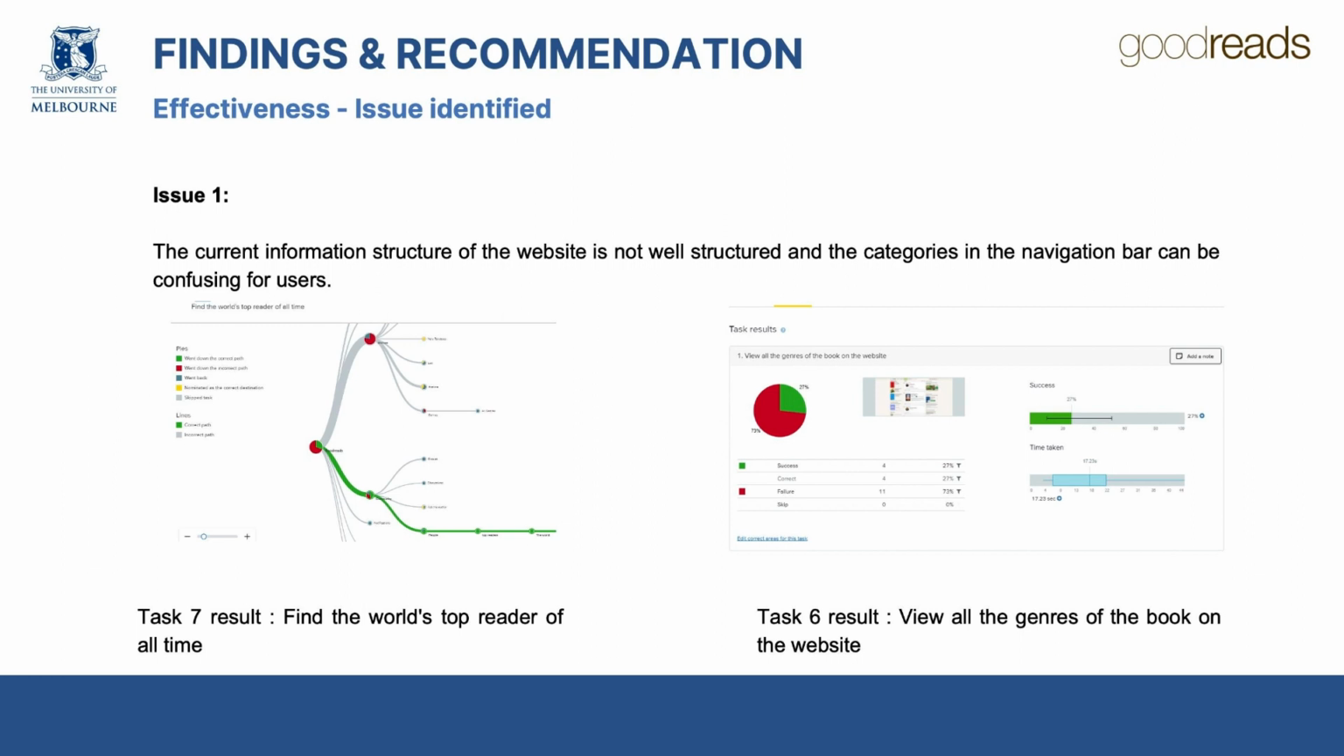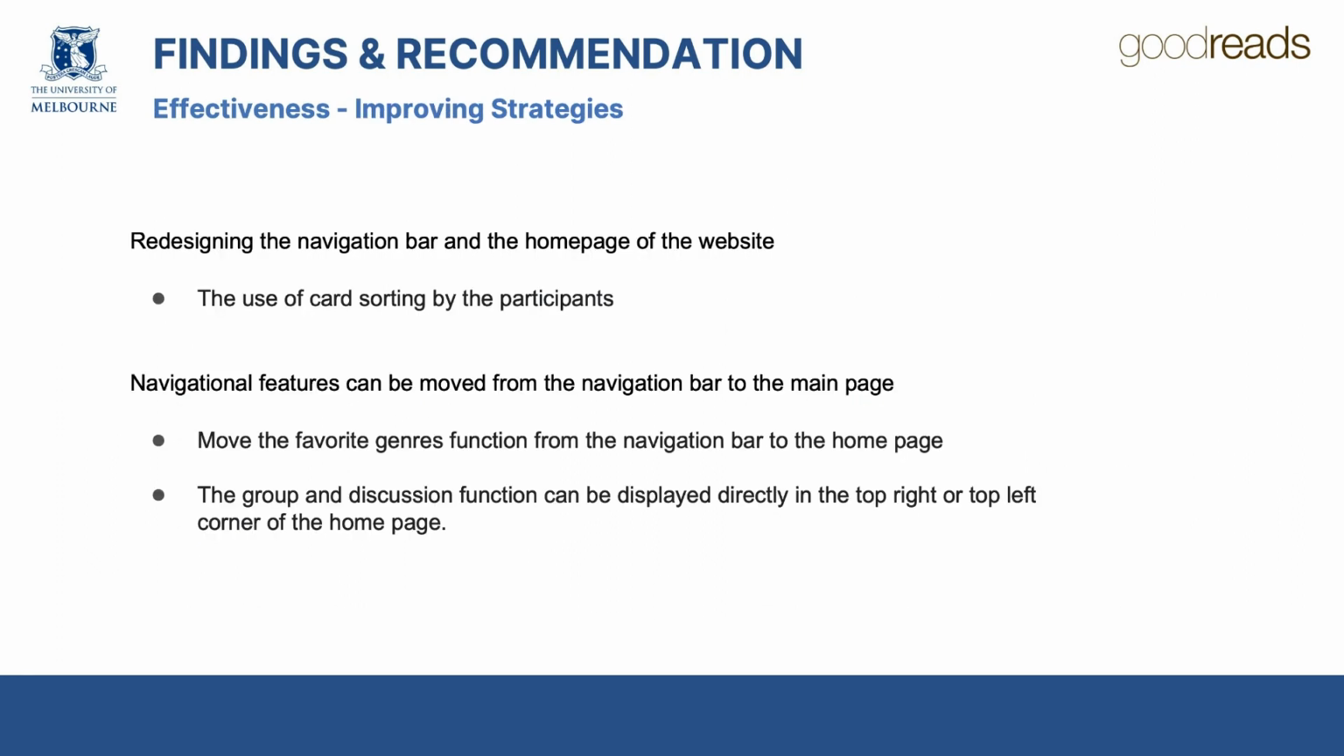For example, the website has a category function in the navigation bar. The best way to solve the information architecture problem is to use card sorting to reclassify and rename the functional buttons of the website. In addition, the current navigation bar contains too much information and is not clearly categorized. Commonly used features can be displayed directly on the homepage in the empty space.